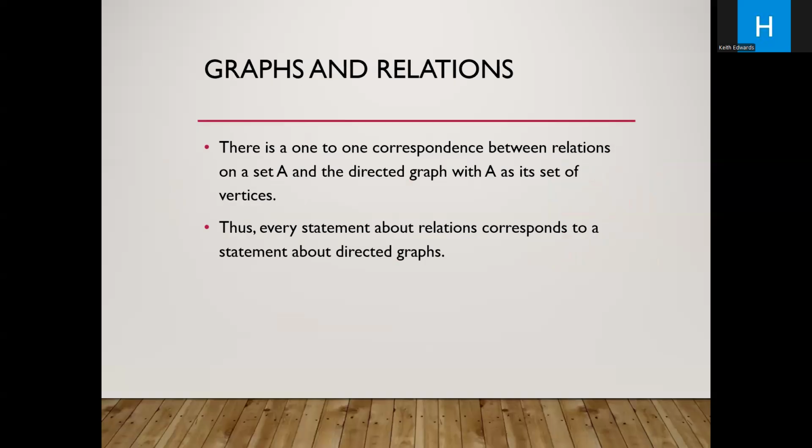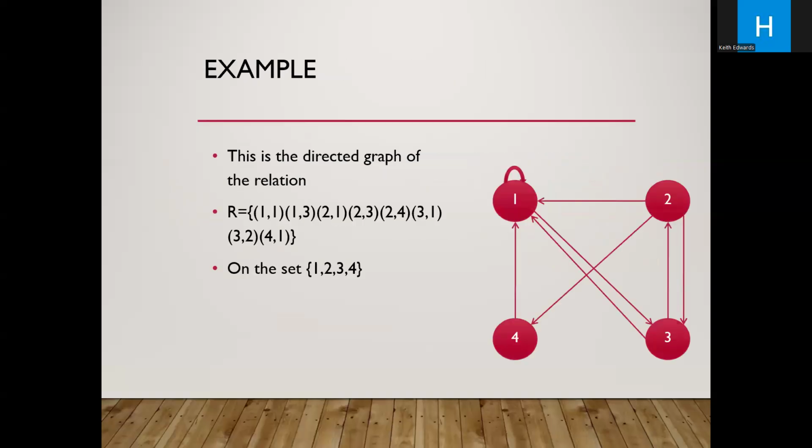So there is a one-to-one correspondence between relations on the set A and the directed graphs with A as its set of vertices. Thus, every statement about relations corresponds to a statement about directed graphs. And this is the directed graph of the relation R: 1 is related to 1, 1 is related to 3, 2 related to 1, 2 related to 3, 2 related to 4, 3 related to 1, 3 related to 2, and 4 related to 1. And so we can see the arrows that correspond to that.